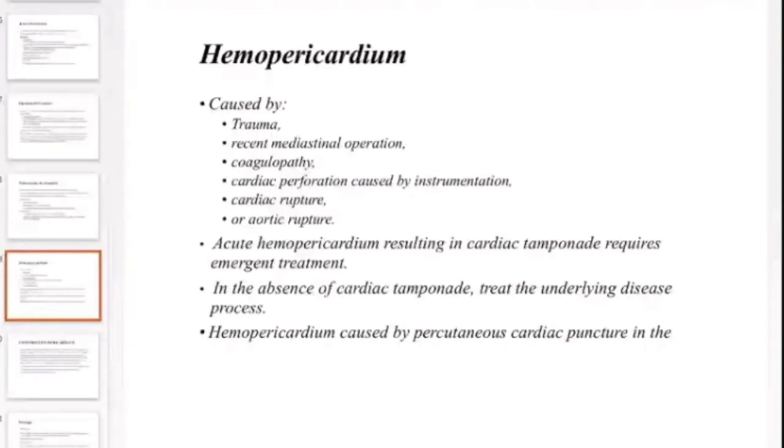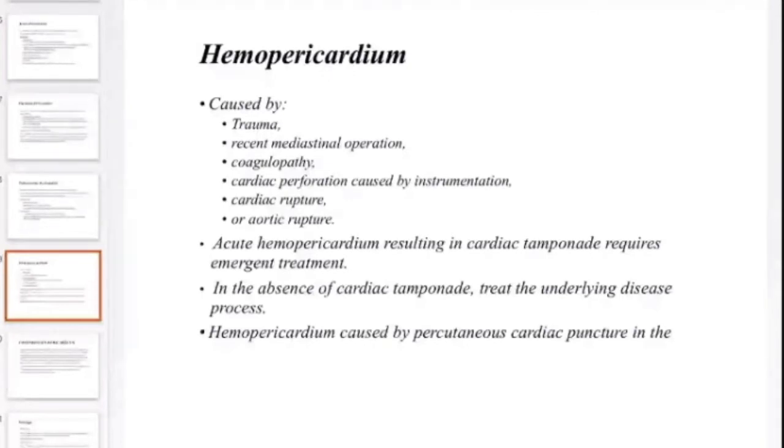The acute hemopericardium results in cardiac tamponade. This requires emergent treatment, like in tension pneumothorax, this is a top emergency. You should decompress the pericardium, because otherwise it will lead to low cardiac output, and immediately this patient will collapse and die.